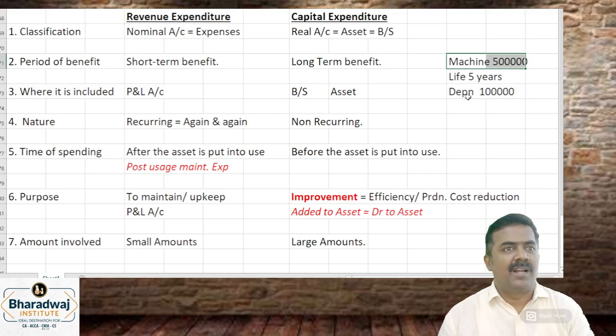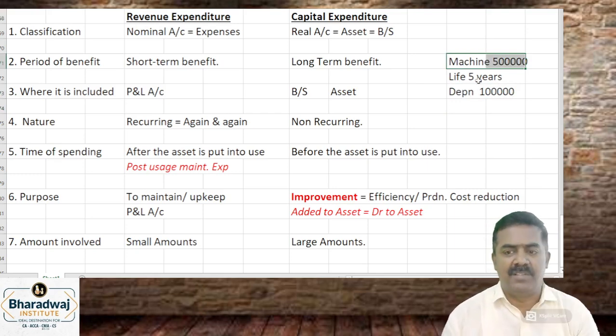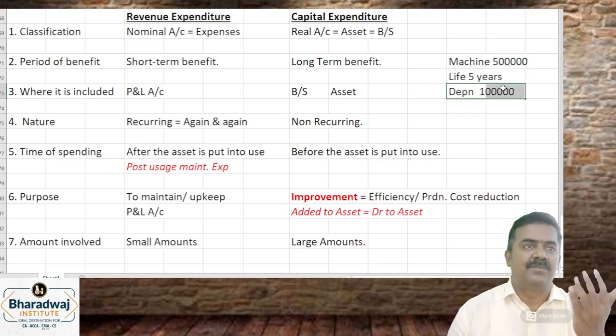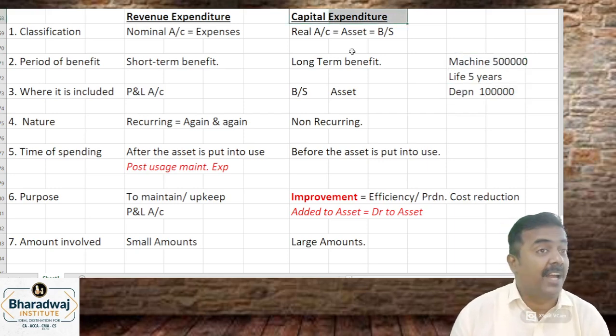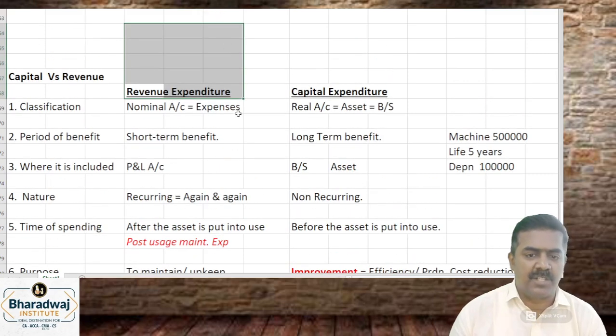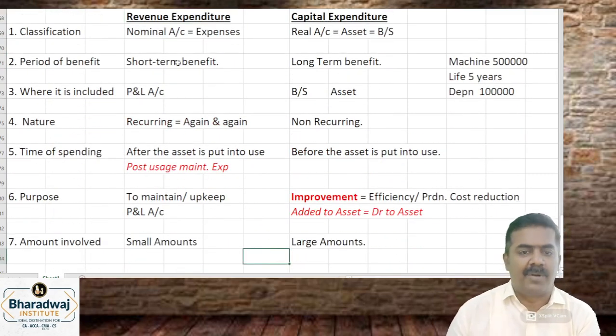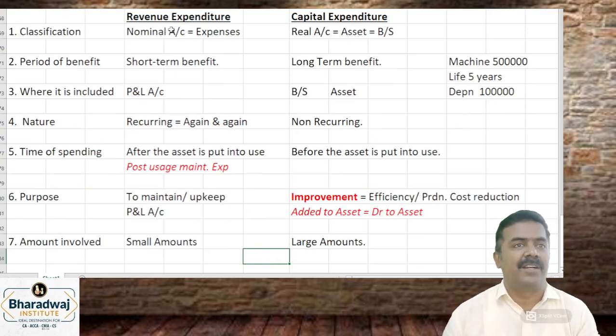1 lakh, you charge for how many years? 5 years. A capital expenditure becomes revenue expenditure over a period of 5 years. A capital expenditure can become revenue expenditure once it is consumed or used. But a revenue expenditure can never become capital expenditure.